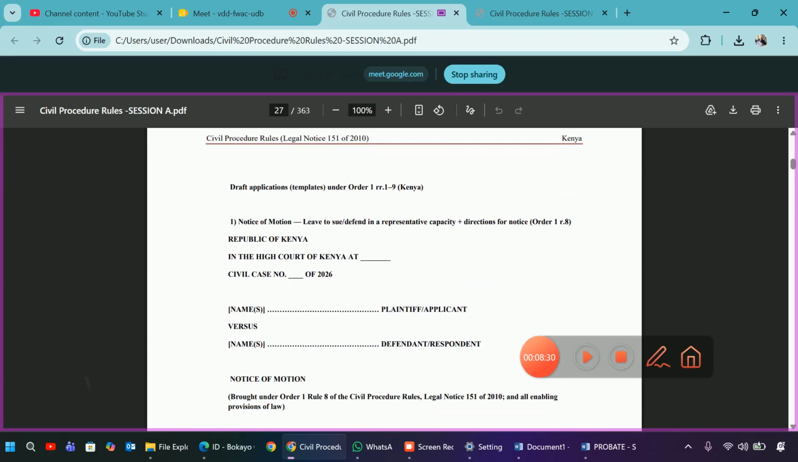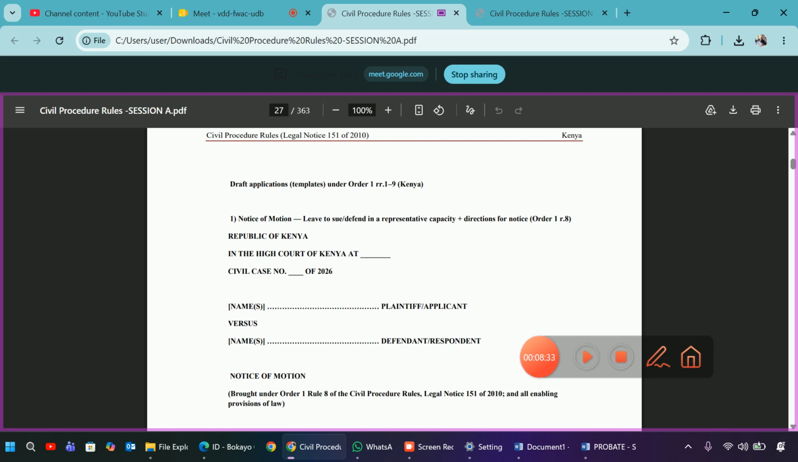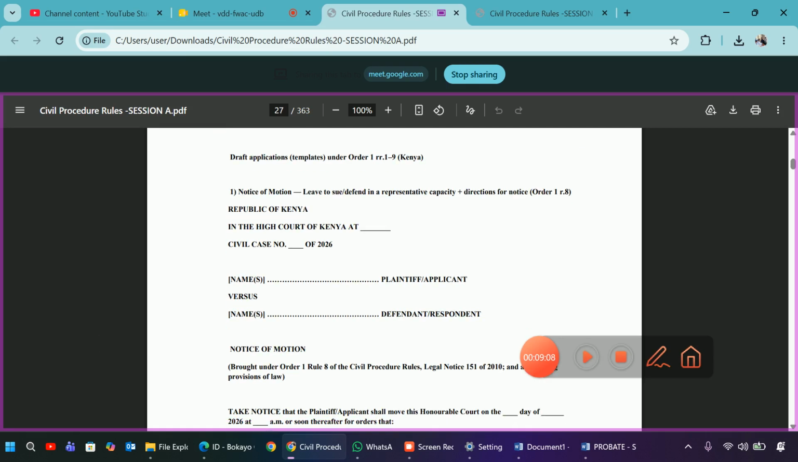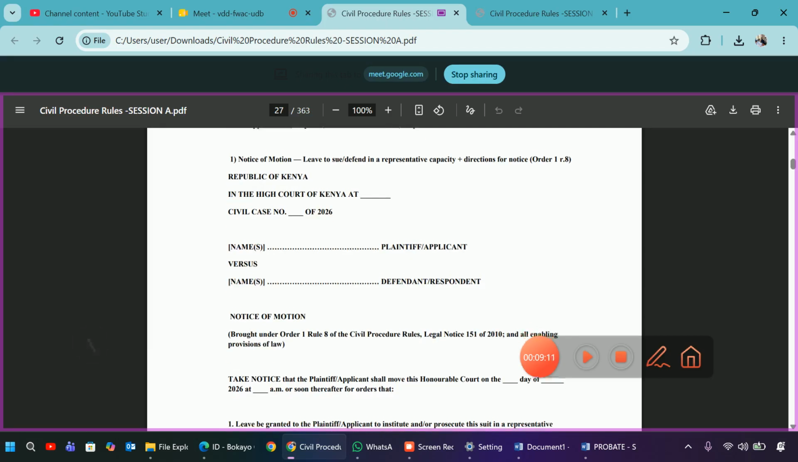So generally, whenever you are told by the examiner to advise in a problem question situation, and you discover that the problem question has brought forth the elements that we have just discussed, then take note that you are required to draft an application under Order 1, Rules 1 to 9 of the Civil Procedure Rules. Generally, you have a notice of motion where you seek leave to sue or defend in a representative capacity, and you are also seeking directions for service of a notice to the represented parties. So check the heading, Republic, and so on.